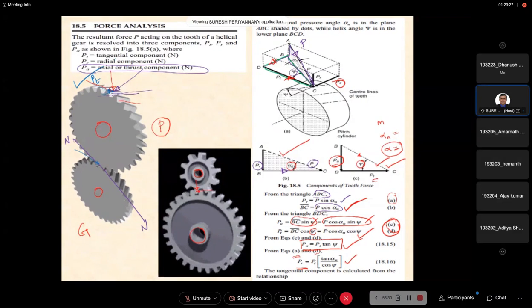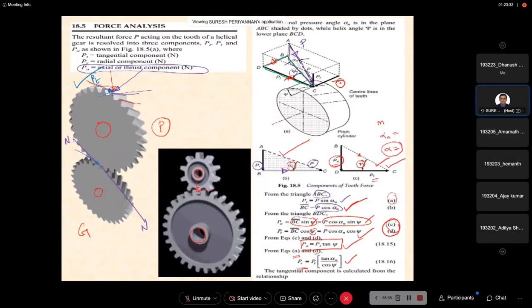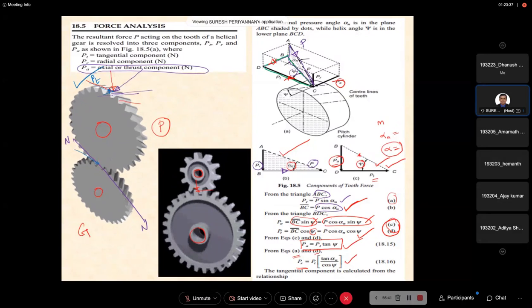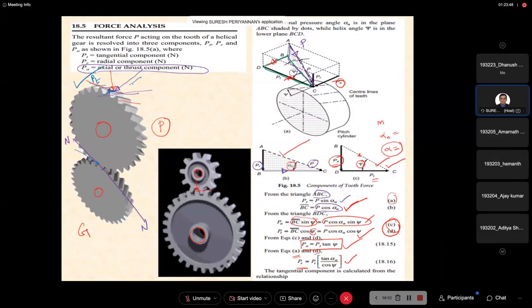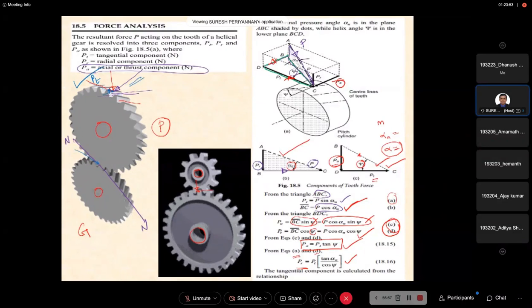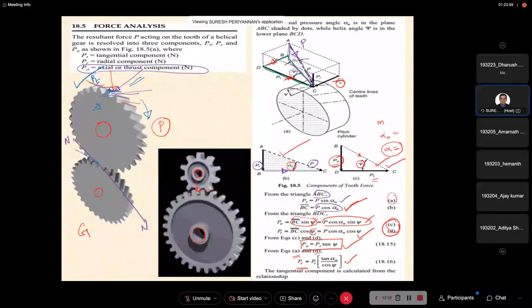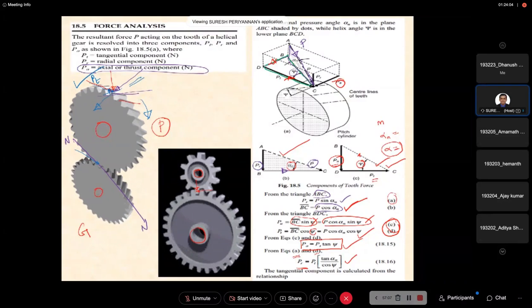Now see here, the PT is in the opposite direction of our gear's rotation, but our PT is in the same direction as our pinion. Now suppose you take our axial force component. Our axial force component is in the opposite direction of our pinion, but the same direction as the gear.